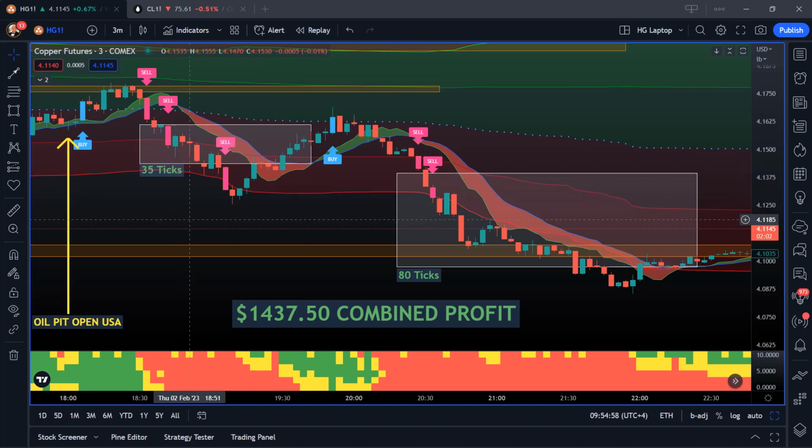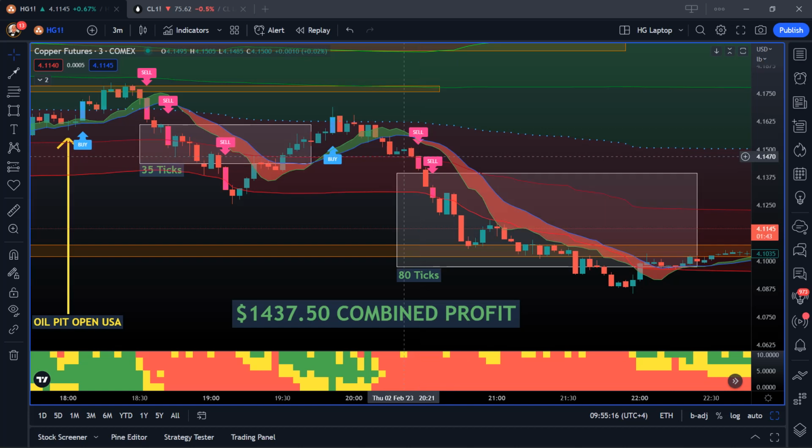Fantastic. We get a pullback now. Look how it actually reacts at the VWAP. Okay, that acts as resistance. We get a buy signal there, but we're not going to go long into this resistance zone. We know it's held pretty well. We wait, it comes back down, we get a sell signal here.